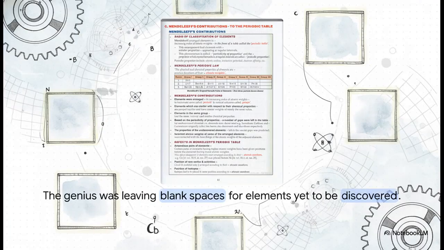And this right here is where it gets truly brilliant. Mendeleev was so confident in his pattern that when an element didn't seem to fit, he didn't assume his theory was wrong. Instead, he just left a blank space. He actually predicted that a new element existed there just waiting to be discovered. And you know what? He was right.